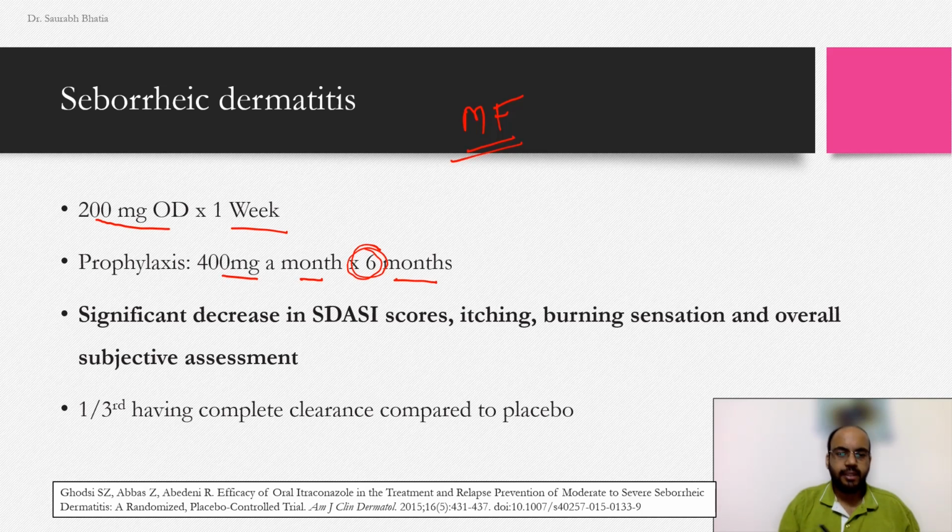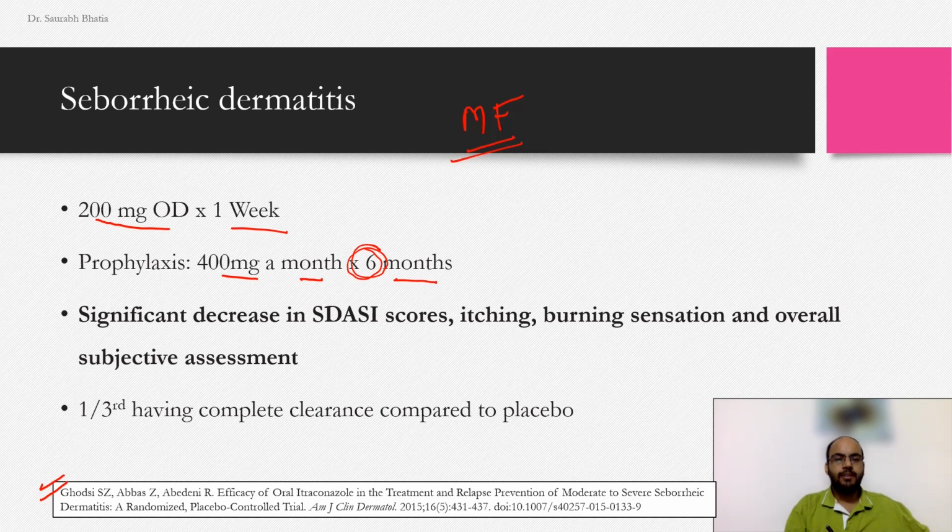There have been good studies. The reference is given below. I will also copy paste the reference in the description. I request you all to go and access the full text article and read the whole article, and you will realize the efficacy of itraconazole in seborrheic dermatitis.